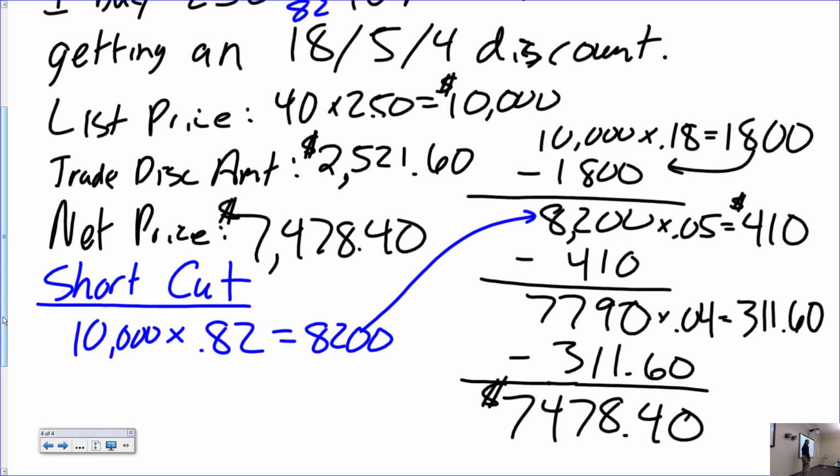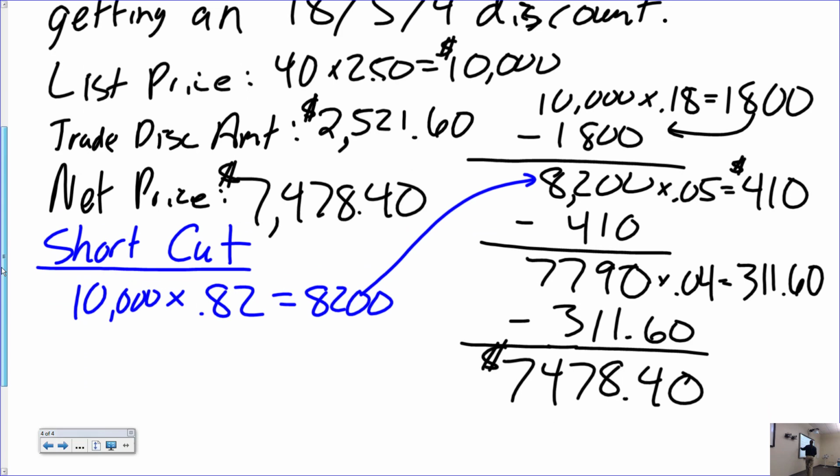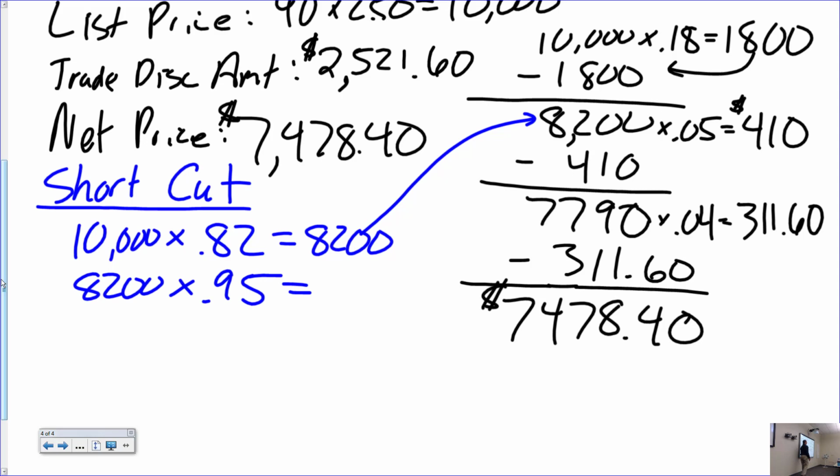If you're getting a 5% discount, folks, what percent are you actually paying for? 95%. Guess what? 8,200 times 0.95 is... I bet it's 7,790. Hey, it's magic. Taking your next two steps in one step. Guess what I'm going to do last?